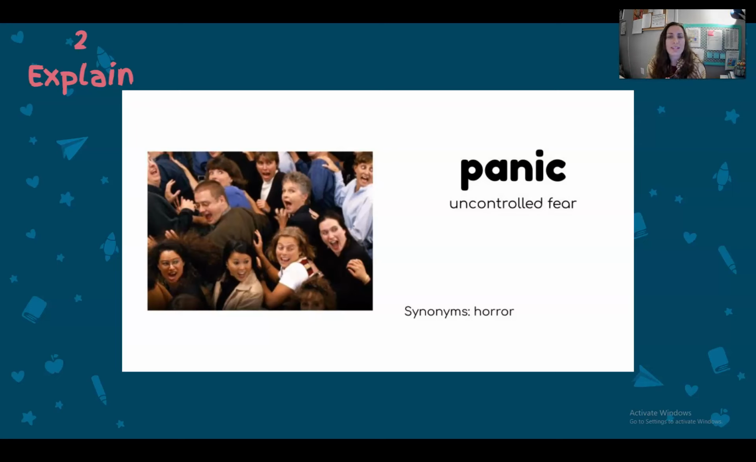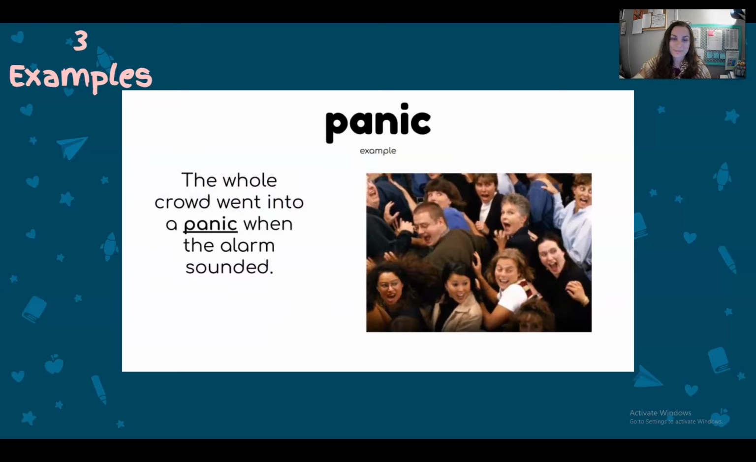Then we talk about the synonyms. I might throw in some more synonyms here. I might put some antonyms up there as well, but I want to have one main synonym for sure to connect it. So my synonym for panic is horror.